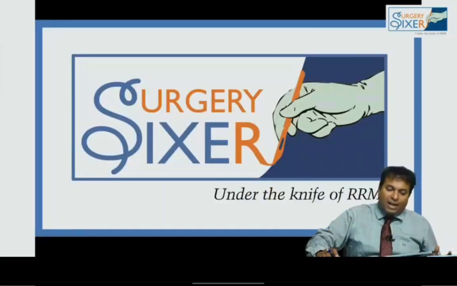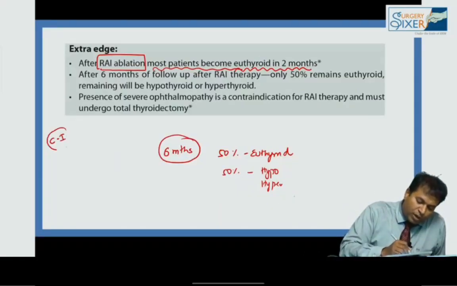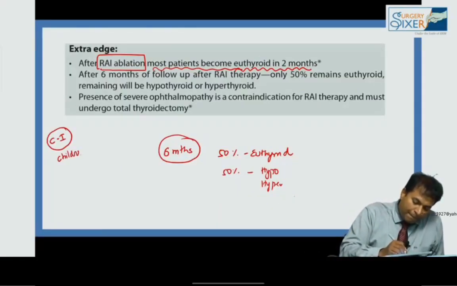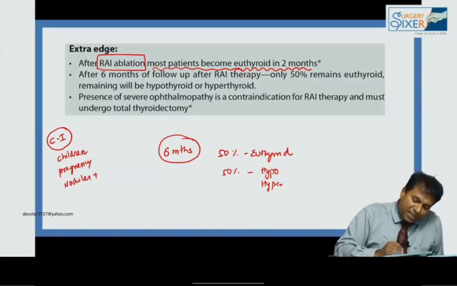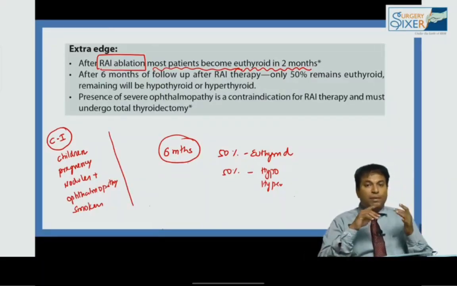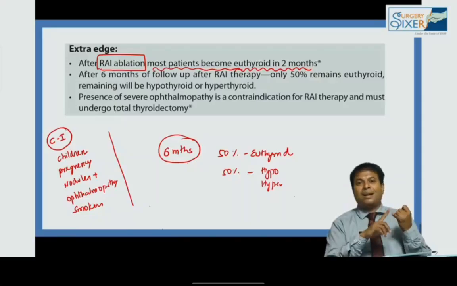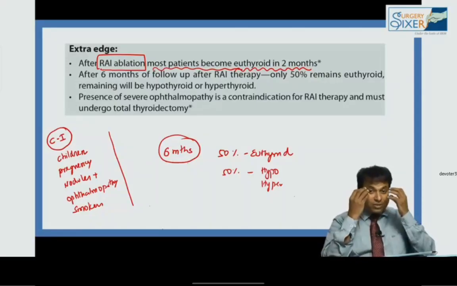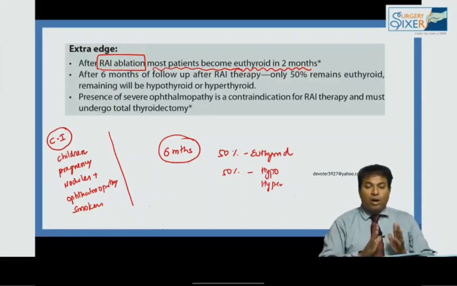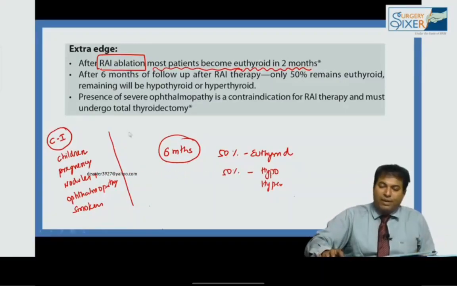So can you tell me what are the contraindications of radioactive iodine therapy? Where all should you not use radioactive iodine therapy? In children, in pregnancy, in patients who have nodules present in the thyroid, in patients who have thyroid ophthalmopathy, and in smoking females. So these are the places where radioactive iodine therapy should not be used. The contraindications are children, pregnancy, presence of nodules in the thyroid, thyroid ophthalmopathy, and smoking females. In all these patients, we should not give radioactive iodine therapy. Please remember, this is also a very basic MCQ for your exams.